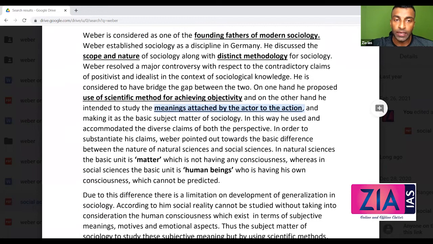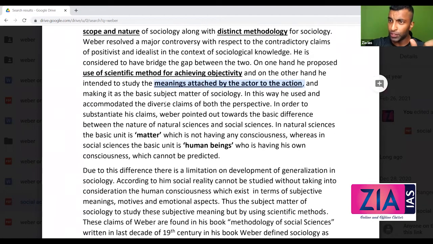In this way, he used and accommodated the diverse claims of both positivists as well as non-positivists. And in order to substantiate these claims, Weber pointed towards the basic difference between the nature of natural science and social science. You know that, right? Natural science studies matter, which does not have any consciousness, so the behavior can be predicted easily in terms of cause and effect. There is no problem. You can ensure absolute objectivity in natural science, as it doesn't have consciousness. It's just matter, right?